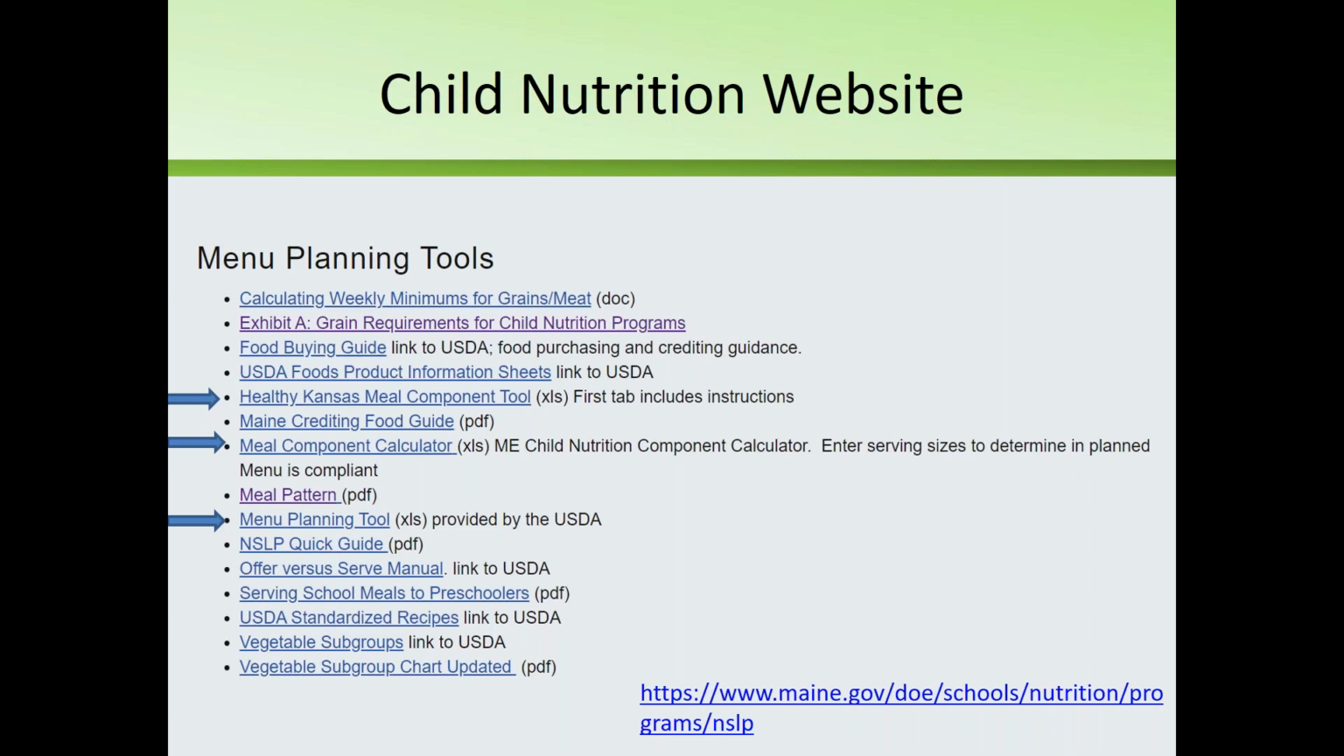The second is the Meal Component Calculator, and this was developed by the Child Nutrition staff and is used to check if the meal pattern is met during administrative reviews. It can also be a helpful tool for menu planners as well, and is relatively simple to use. The third one is a menu planning tool provided by the USDA. It's also simple and is another helpful tool that's an option for you to use. So take a look at these resources on our website and see if they work for you. Or if you happen to find something that works better, please let us know so we can add more tools to our list.